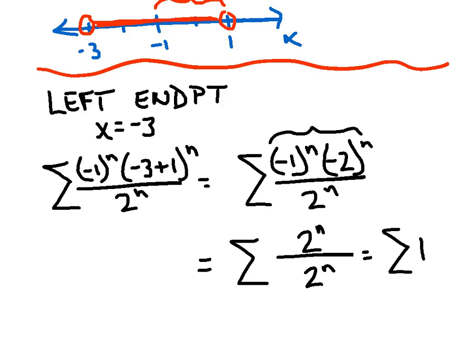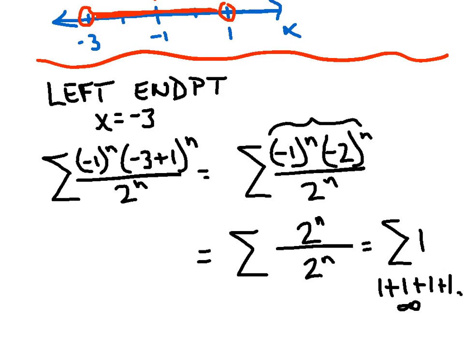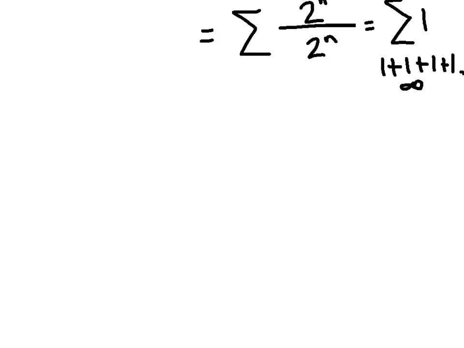But you'll notice if you expanded this out, it'd be 1 plus 1 plus 1 plus 1 forever, and the sum would then diverge. And so we would say that the left endpoint is not convergent, it's divergent because of that infinity sign right there. And now I'm going to check the other endpoint, the right-handed endpoint, which I believe was a positive 1.